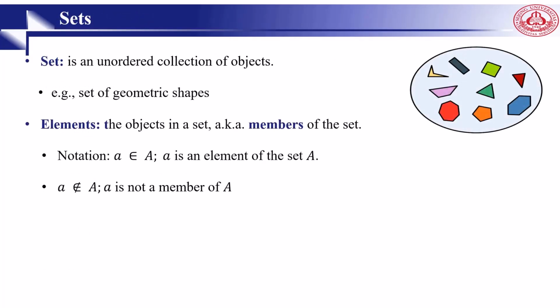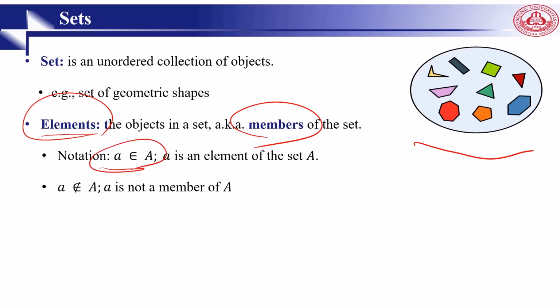Normally, sets are defined as an unordered collection of objects. As you can see in this image here, this is a set of geometric shapes: triangles, circles, squares, hexagons, and so on. The objects in a set are called elements or members. A set is said to contain its members or its elements. We use the symbol ∈: a ∈ A means a is a member of A, is an element of A. And if it is not, we use ∉. It means a is not a member of A, right?